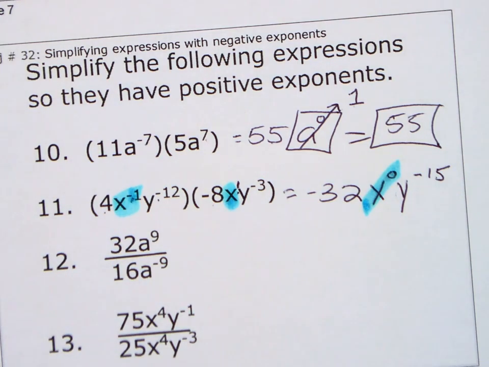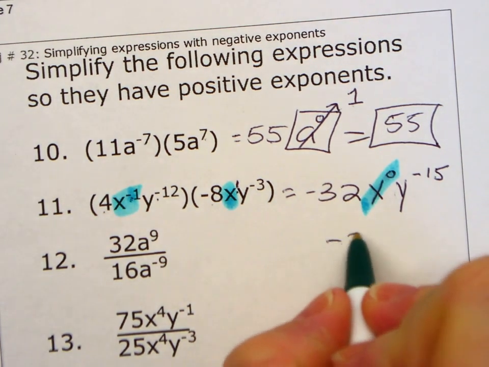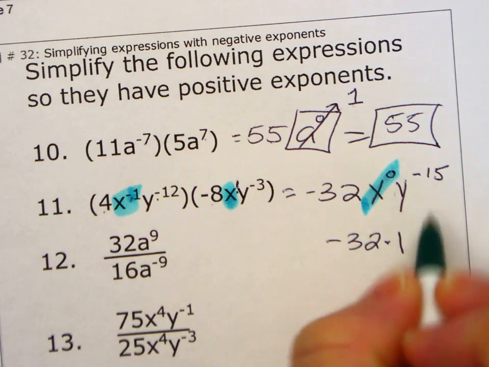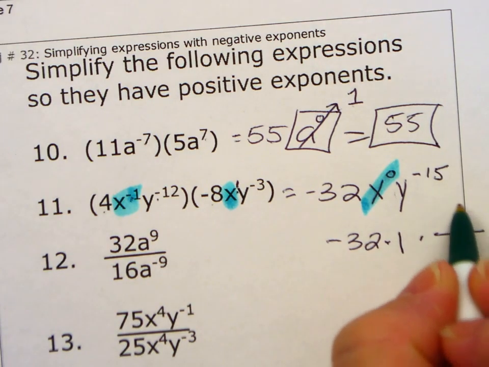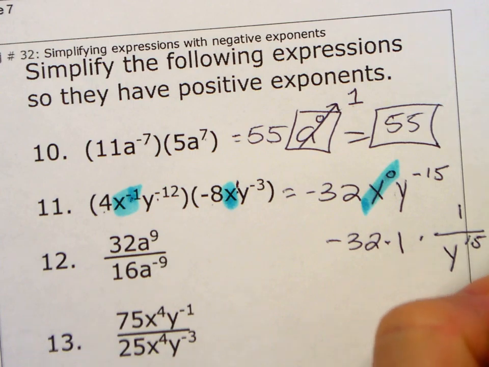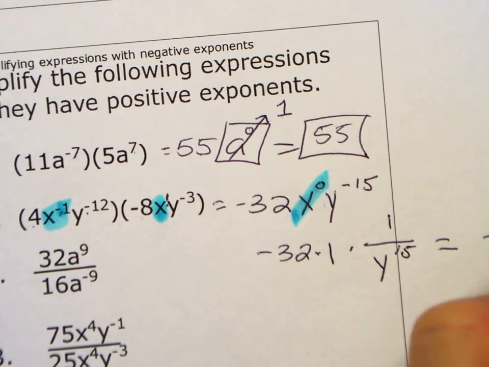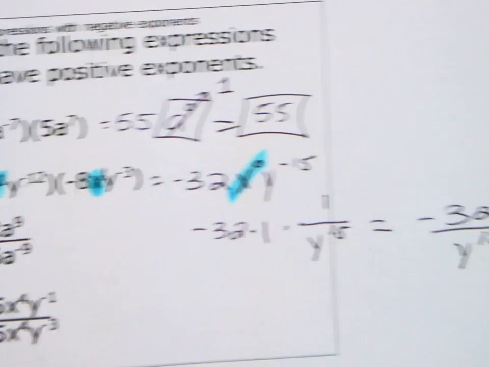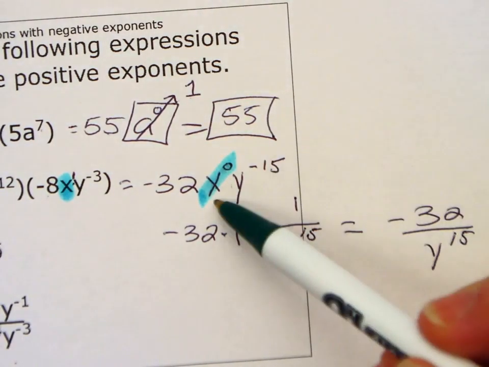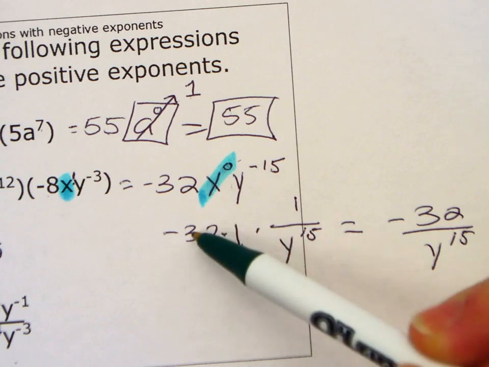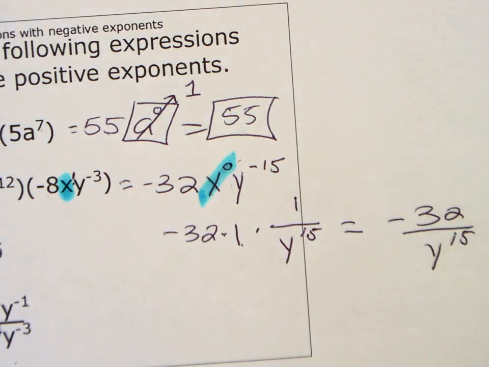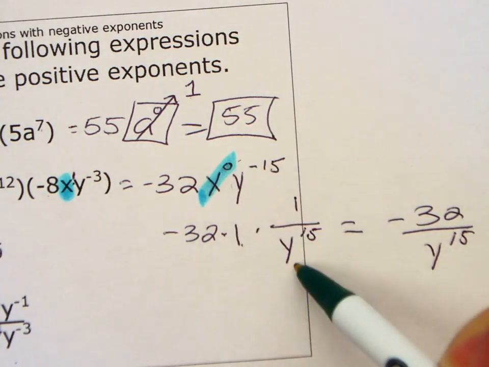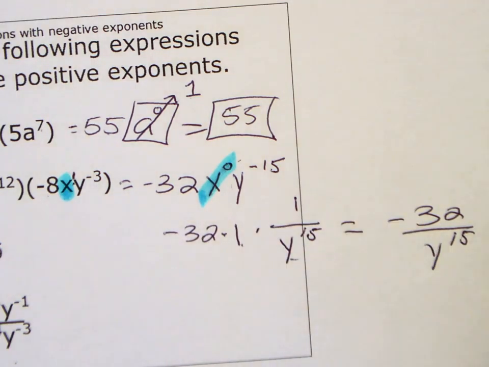So it's really negative 32 times 1, and then y to the 15th flips to the bottom. So you end up with negative 32 over y to the 15th. Okay. All right. So the x to the 0 really is 1. Negative 32 times 1 is negative 32. When you have a negative exponent, it flips to the bottom. We put it all together. The 32 is on top, y to the 15th on the bottom.